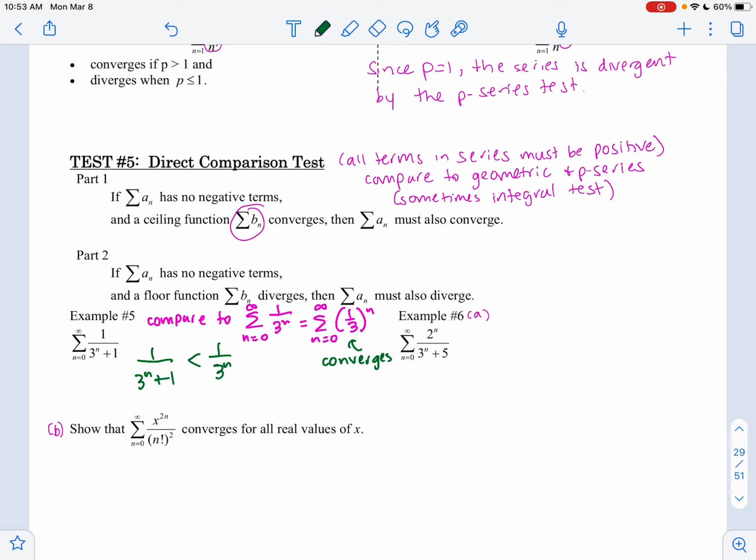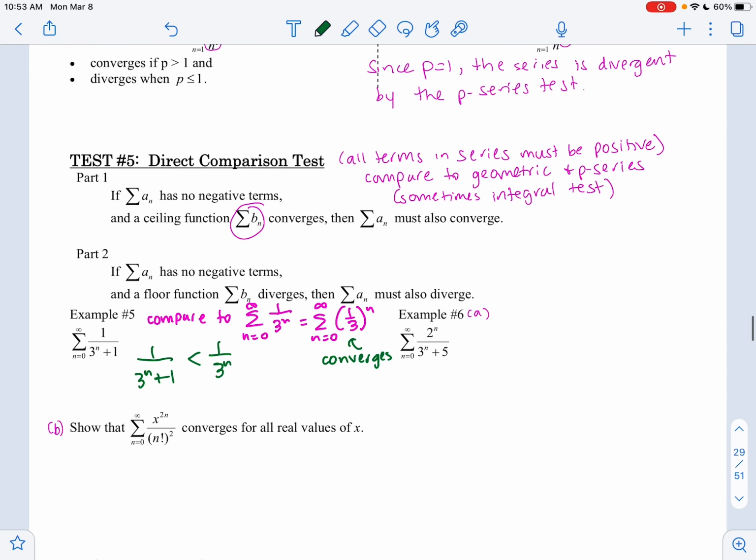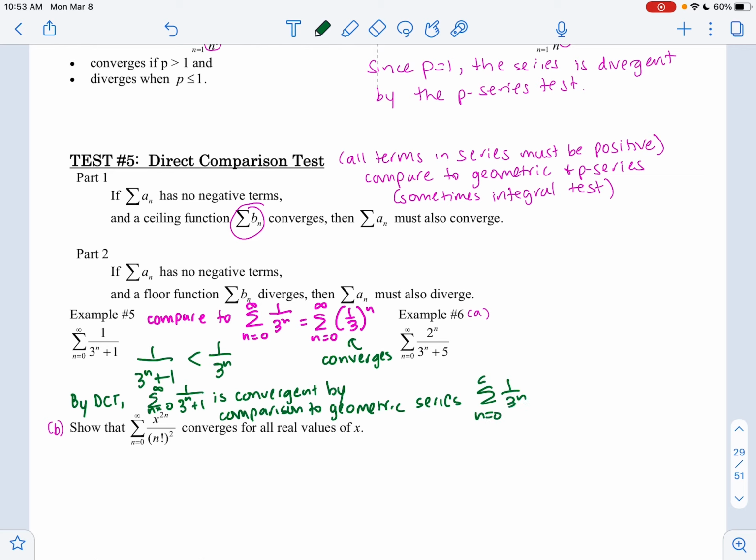So therefore, what you can say is that by DCT, the series from n equals 0 to infinity of 1 over 3 to the n plus 1 is convergent by comparison to the geometric series, the sum from n equals 0 to infinity of (1/3) to the n.